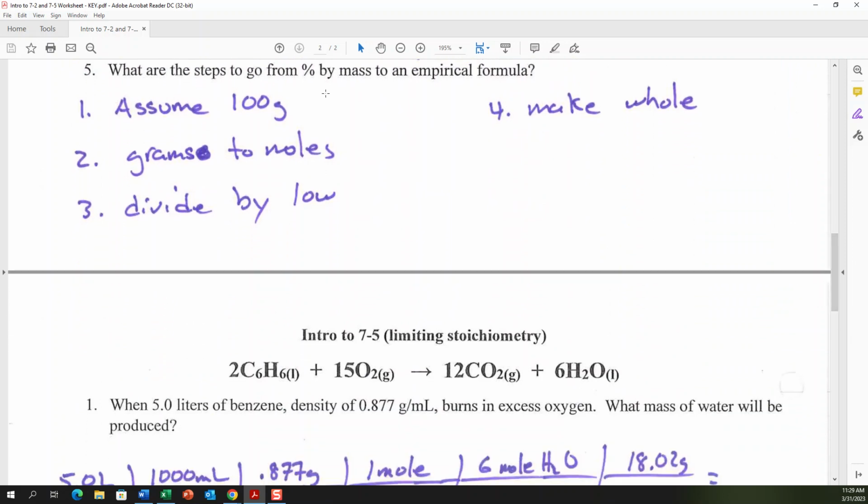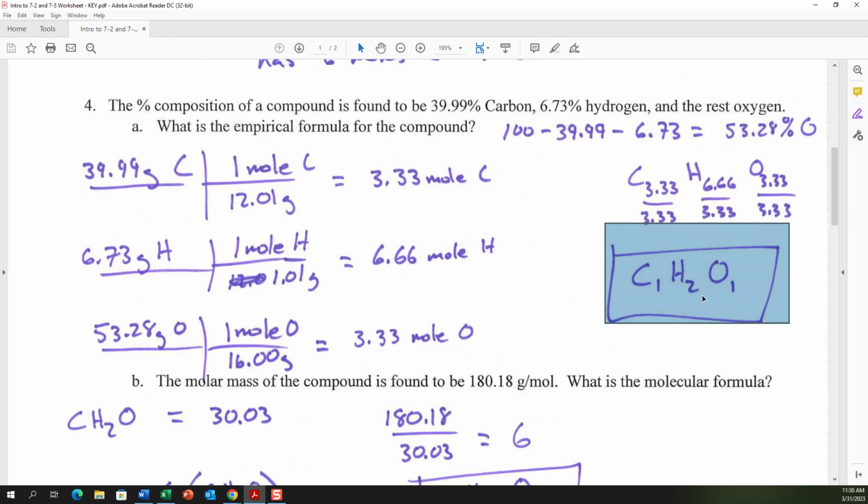Okay, so the steps, how do you go from percent by mass to empirical formula? The first step is assume 100 grams. That changes the percent signs to grams. Convert grams to moles of each of the elements. Now those are your subscripts. Divide the subscripts by your lowest one. And a lot of times, like in this example, you'll get whole numbers.